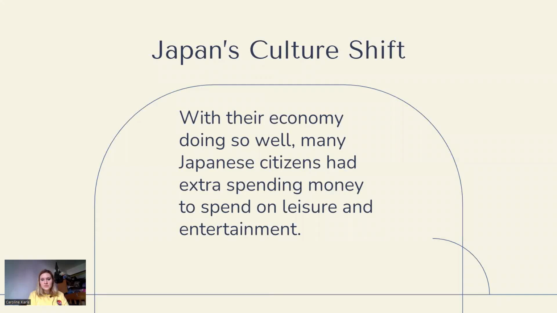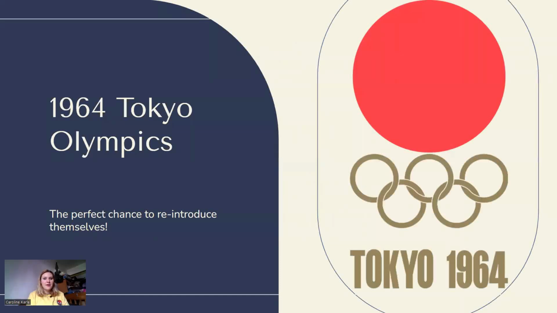With their economy doing so well, many Japanese citizens had extra cash to spend on leisure and entertainment. And in 1964, Japan hosted the Summer Olympics in Tokyo, and they saw this as the perfect opportunity to reintroduce themselves to the world as a peace-loving nation.